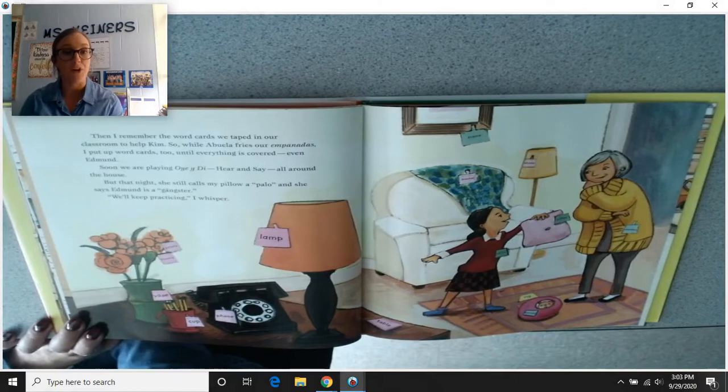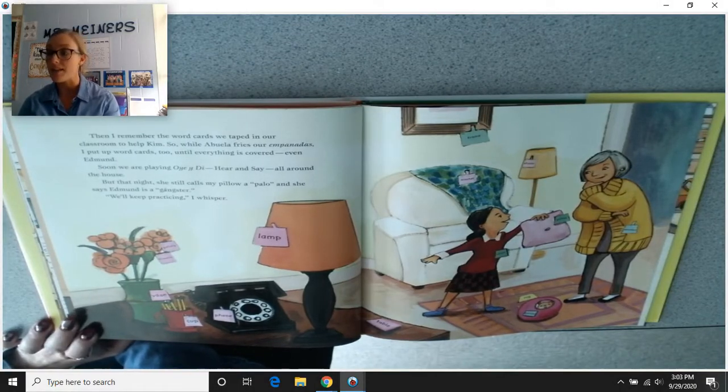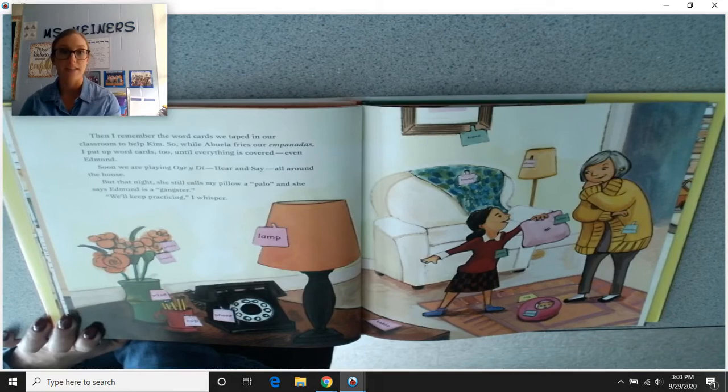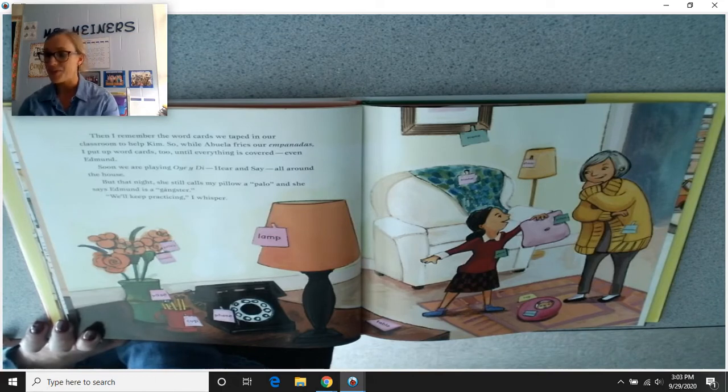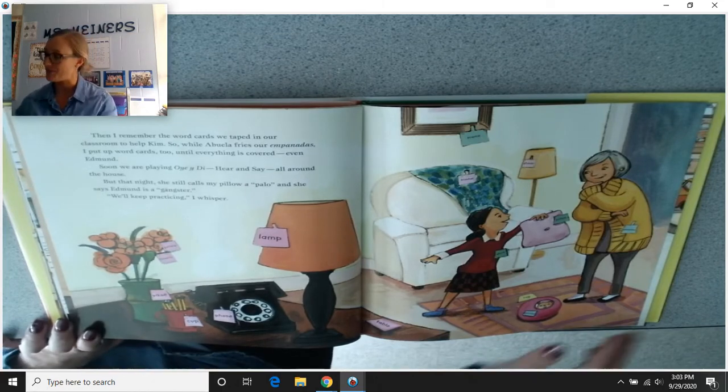Then I remember the word cards we taped in our classroom to help Kim. So while Abuela fries our empanadas, I put up word cards too until everything is covered, even Edmund. Soon we are playing Oi Ed, hear and say, all around the house. But that night, she still calls my pillow Apollo, and she says Edmund is a gangster. We'll keep practicing, I whisper.